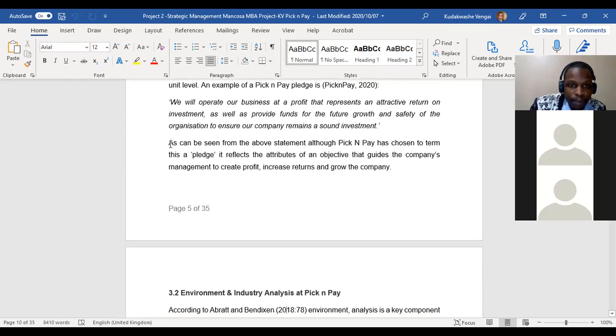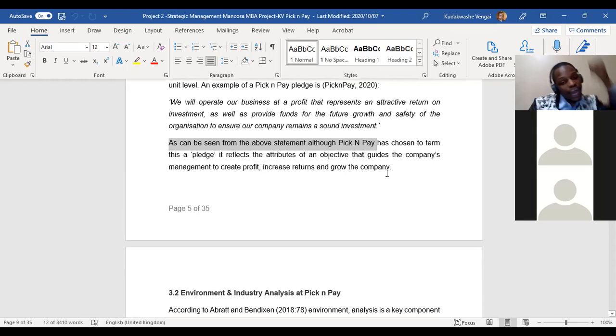And then my comment over here, as seen from the above, the chosen term pledge reflects the attributes of an objective that guides the companies to create profit. So I'm now saying that although they are calling it a pledge, from my assessment, this is actually the objective that Modeni was talking about. They are not calling it an objective, they're calling it a pledge, but it's the same thing from my assessment. So again, it's an A-OK for me.